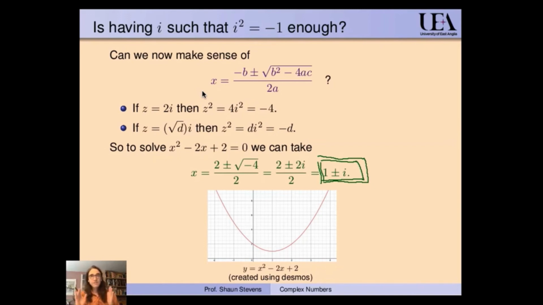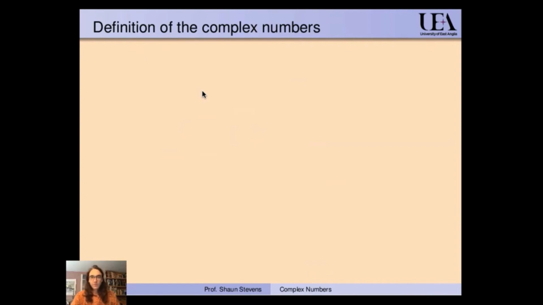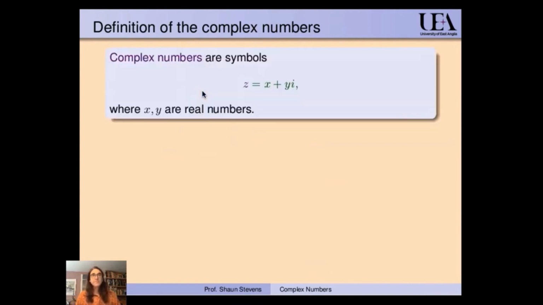Now we're ready to really define what the complex numbers are. So, what are the complex numbers? Well, the complex numbers are symbols. Okay, they're symbols of the form x plus yi, and we'll usually call it z, where the x and the y are real numbers, so numbers that we know already. Okay, so now we've got these symbols, these complex numbers. Now we want to be able to do arithmetic. We want to add them and multiply them and so on.